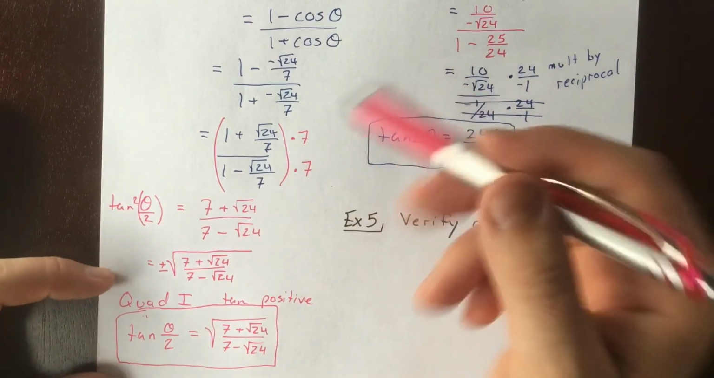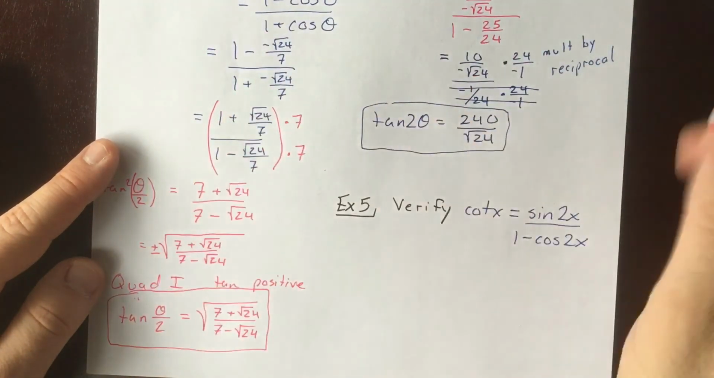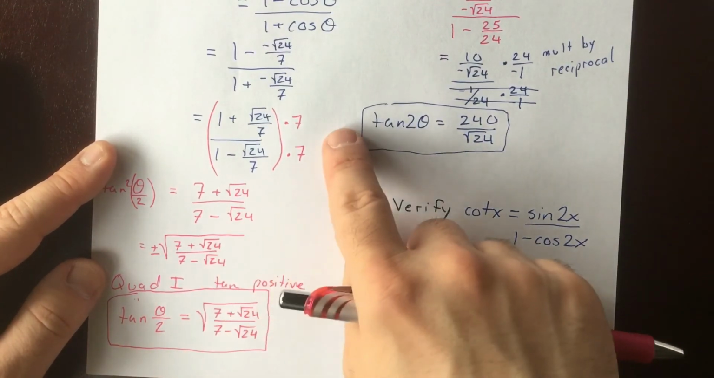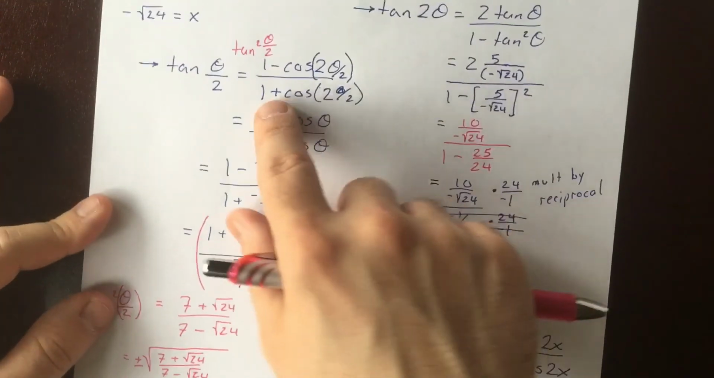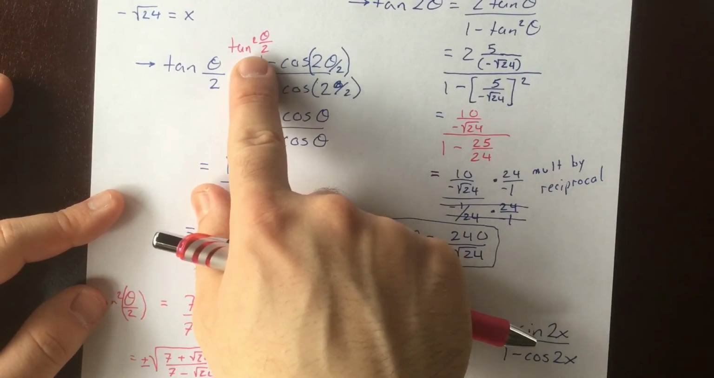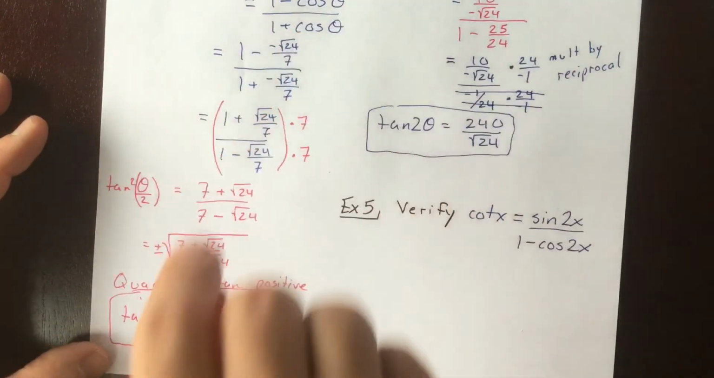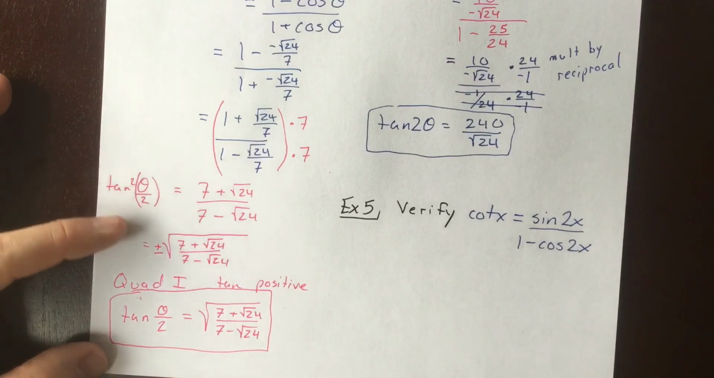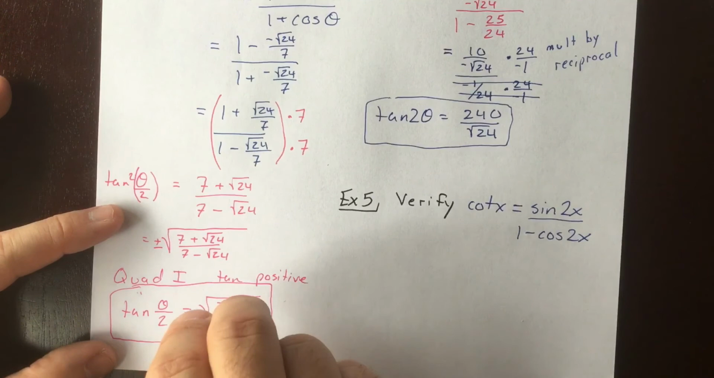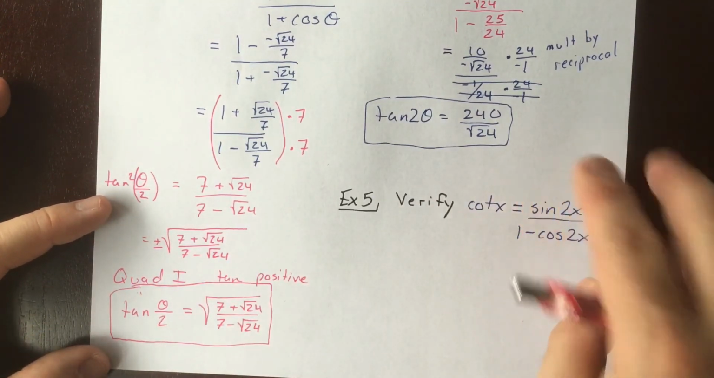So a lot of it was just simplifying, but also knowing how to alter our identity, because we had theta over 2 and not just theta. And as you saw my little mess up, but we fixed it at the end, each of these half angle identities should be ending with a square root. If you have not recognized that, note in your notes that they end in a radical, and we have to identify which quadrant we are in to know whether positive or negative.